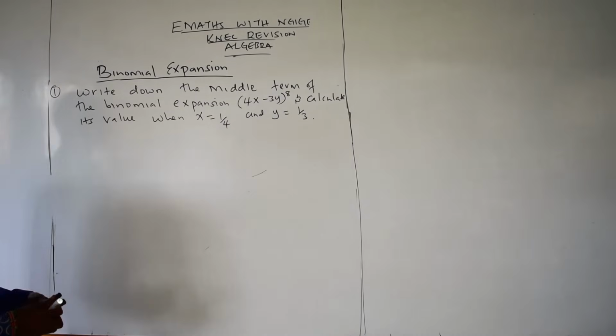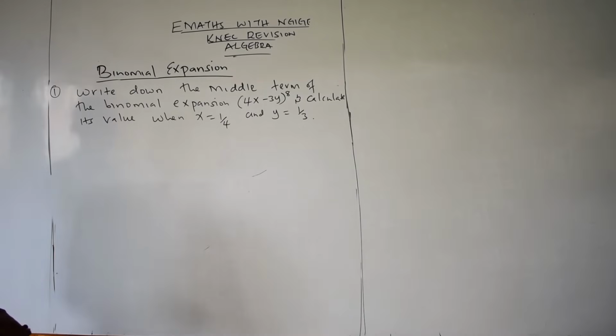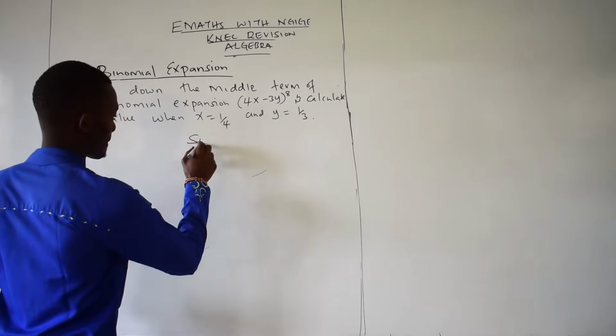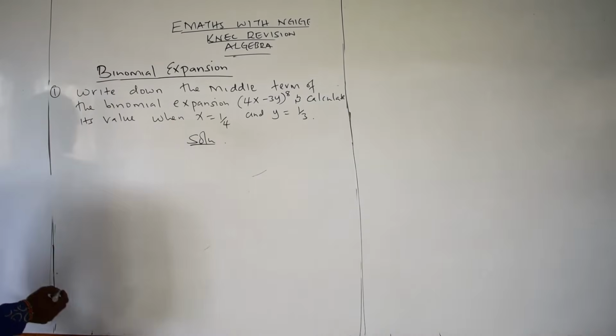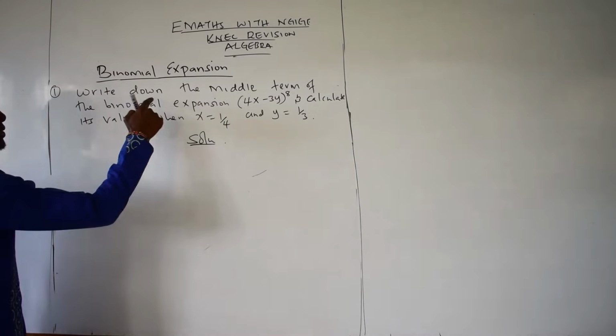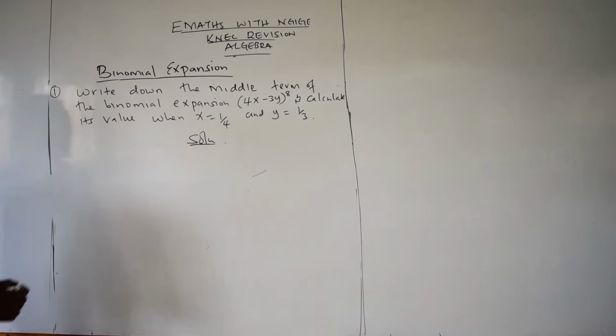So we have another question here. Write down the middle term of the binomial expansion (4x minus 3y) to the power 8 and calculate its value when x equals 1 over 4 and y equals 1 over 3. So solution. So we know we're supposed to get the what? The middle term.